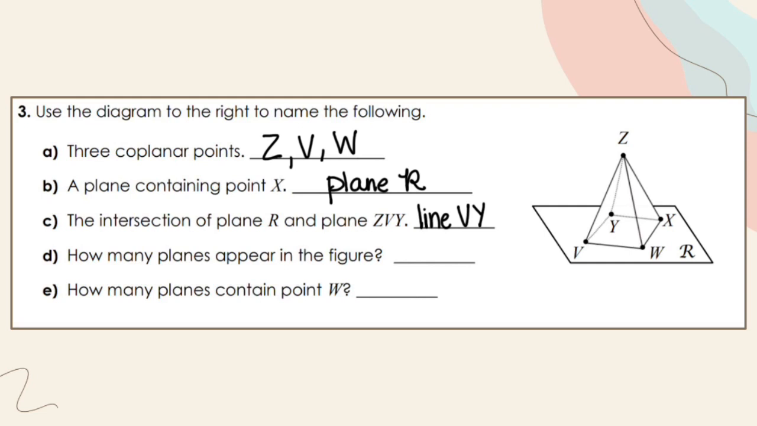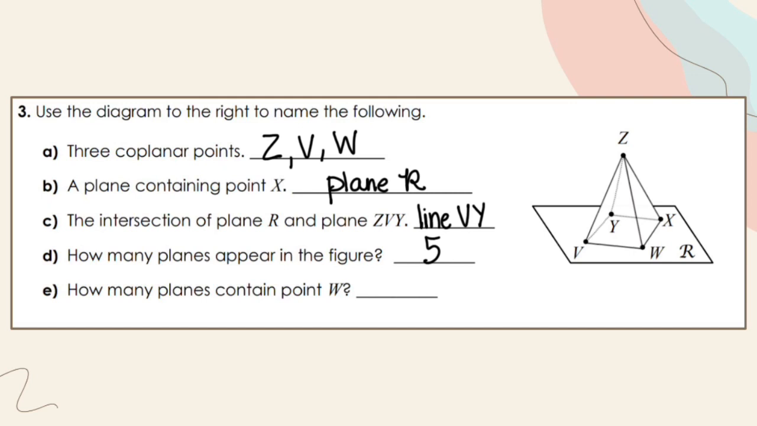Okay. How many planes appear in the figure? So we have plane R that's on the bottom, and that's the same as the bottom of the pyramid. That bottom sits on plane R. But then we have each side of the pyramid. So we have 1 side, 2 side, 3 side, 4 side, and then plus the bottom. So that's 5 total planes.